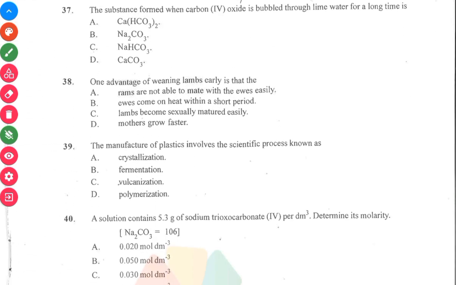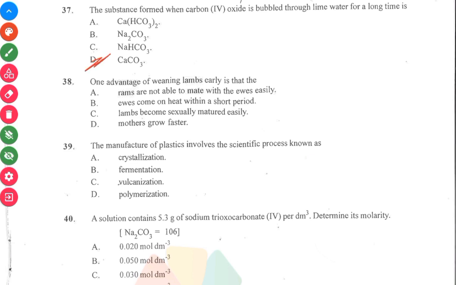Question 37. The substance formed when carbon dioxide is bubbled through lime water for a long time is A. calcium hydrogen carbonate, B. sodium carbonate, C. sodium hydrogen carbonate, and D. calcium carbonate. Take note that the names I mentioned are common names, not the IUPAC names. Question number 37, the answer is D.